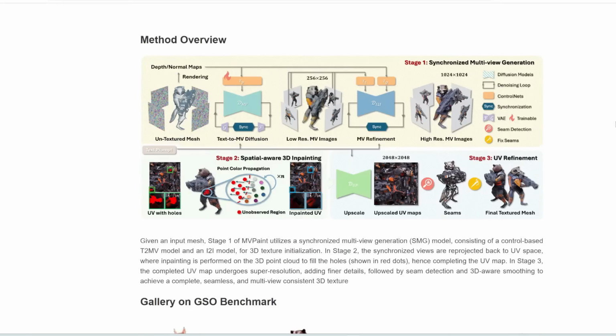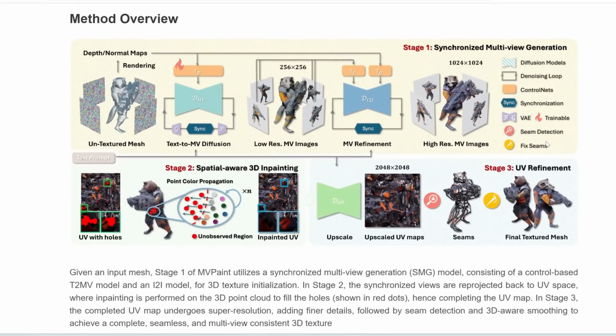Really quickly, here's how it works. So it consists of three main stages. The first stage is called synchronized multi-view generation. This basically takes one image and creates multiple views of the 3D model, and it creates a coarse texture. It then goes through a second stage called spatial aware 3D inpainting, which fills in the missing parts of the texture by inpainting, or basically it's filling in the gaps in the 3D space.